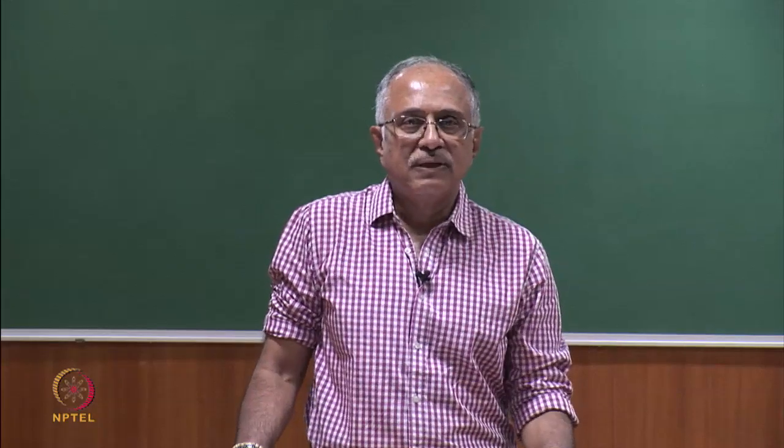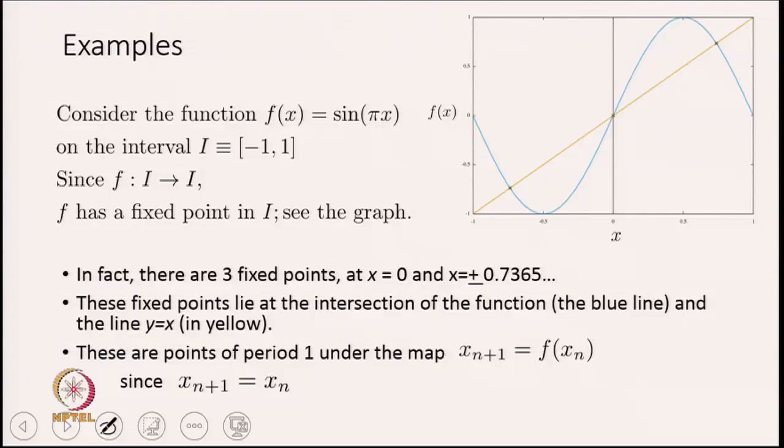So, here is an example. Consider the function f of x is equal to sin pi x, and the interval that I would look at is -1 to 1. f is mapping I to I, and therefore, we know that we have a fixed point. And you can visually see that we do not have just one fixed point, but we have 3. These 3 fixed points are at 0 and at these 2 values, which are plus or minus 0.7365 something something.